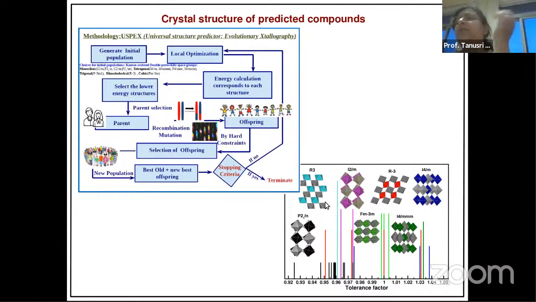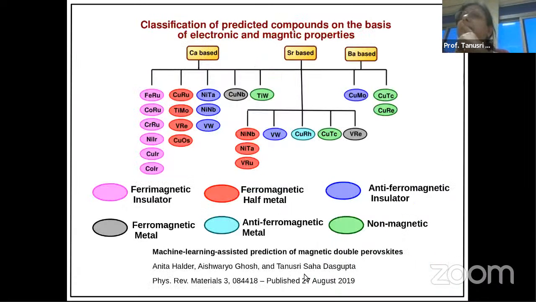So these are the different crystal structures we predicted, and when we plotted them as a function of tolerance factor, they agree pretty well with the common knowledge based on the tolerance factor and the structure. We didn't stop there. We calculated their electronic and magnetic properties. These are the calcium-based, strontium-based, and barium-based compounds. And we discovered a plethora of electronic and magnetic properties: some ferrimagnetic insulator, some ferromagnetic half metal, which we were looking for, and antiferromagnetic metal. We got some as antiferromagnetic insulator, ferromagnetic metal, as well as non-magnetic.